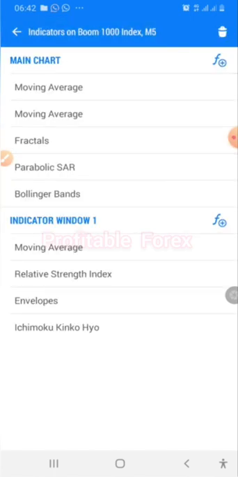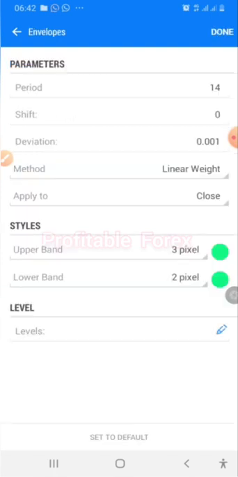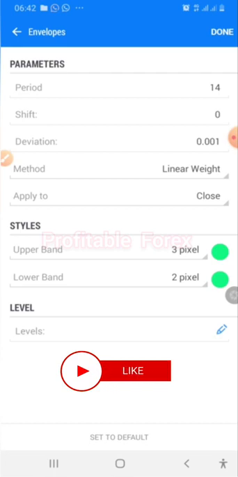Okay, so the next indicator is your envelopes. The envelope is period 14, shift 0, deviation 0.001, method linear weighted, apply to close. The style will have the upper band 3 pixel, the lower band 2 pixel, there are no levels, and you click on done.